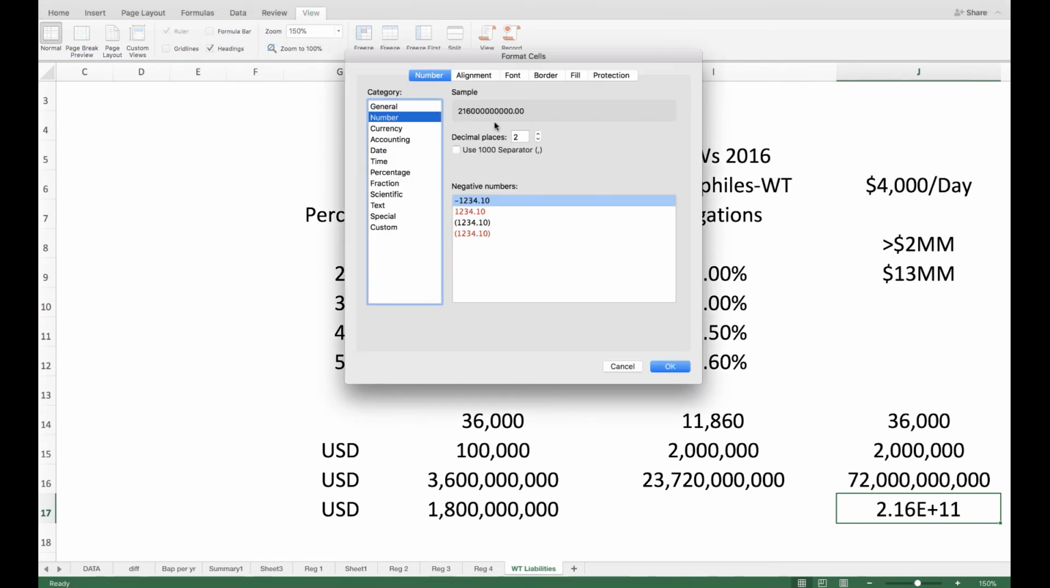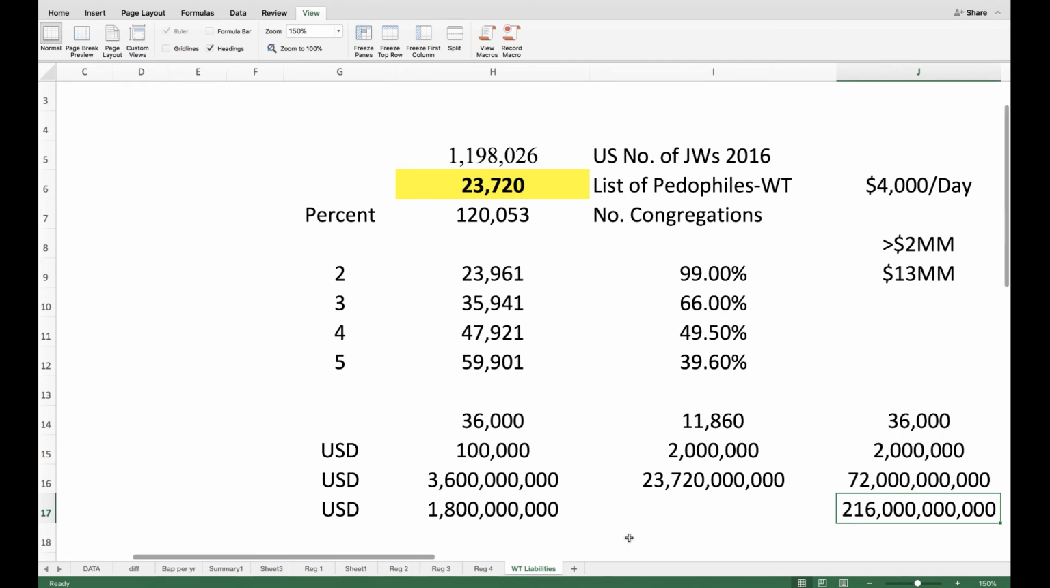Let's get the number. That's $216 billion, or $0.2 trillion, if there were multiple cases, let's say each of the 36,000 committed three offenses, and each cost them $2 million to settle in court. This thing has the potential of running up to hundreds of billions of dollars. And no matter how much money and how tax-free Watchtower has been over the years, there's no way that Watchtower could afford something like that. They're sitting on a powder keg. They're ready to blow.